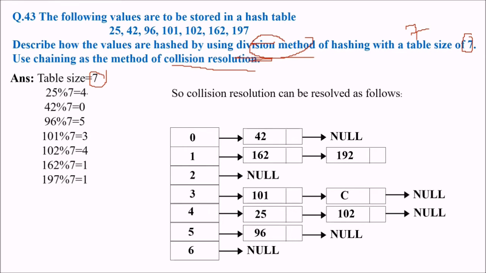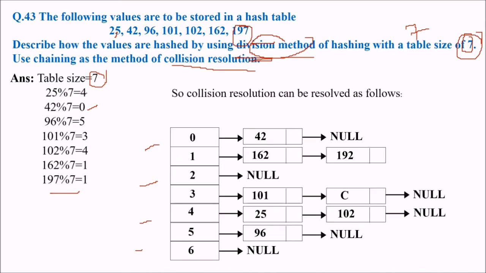So what we are going to find is, we'll take all the values and take modulo 7 because the table size is 7. So 25 modulo 7, then all these like 197 modulo 7. So these will be 4, 0, 5, 3, 4, 1, 1. So these are the values now. And how are you going to resolve the collision? These are seven boxes, or you can say a table. So you can place 0, 1, 2, 3, 4, 5, 6. So where is this 4, this 25, going to lie?